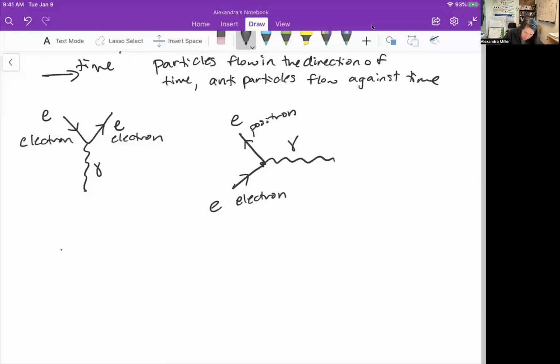We could also consider this diagram, which looks like my first one, except I've just reversed my arrows. So I've twisted my diagram. You can rotate or twist your diagram in any way you like, and it's all going to be allowed. I'm just giving you some examples of possible ways you could do this. Here I've twisted it, and now both my arrows are going to the left, against time. So these are actually both positrons.